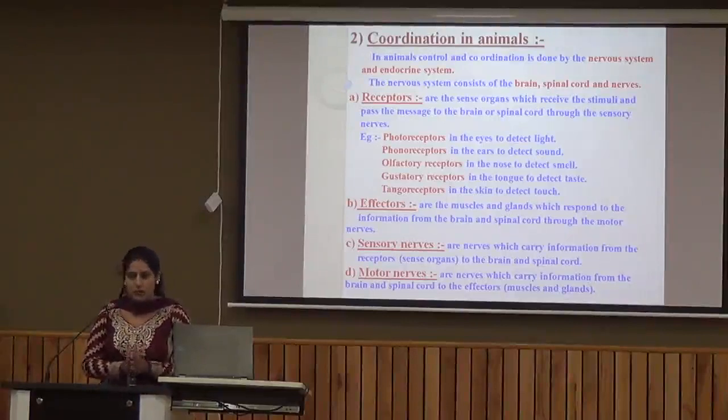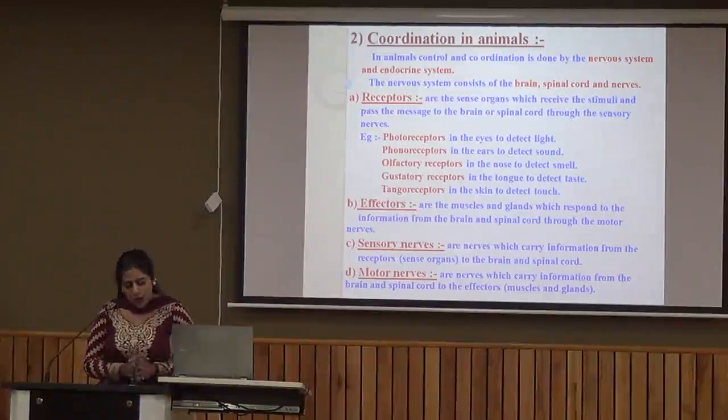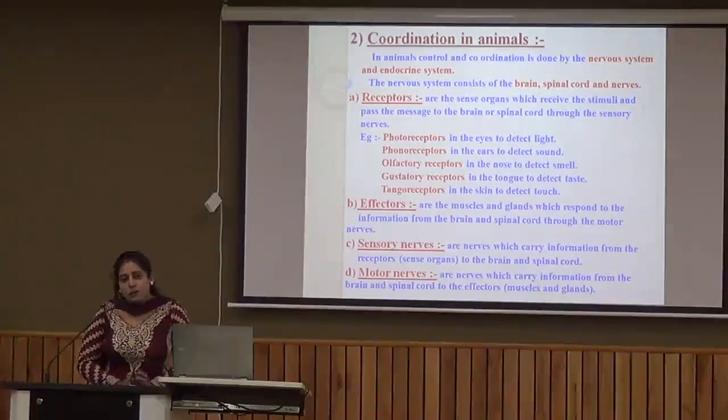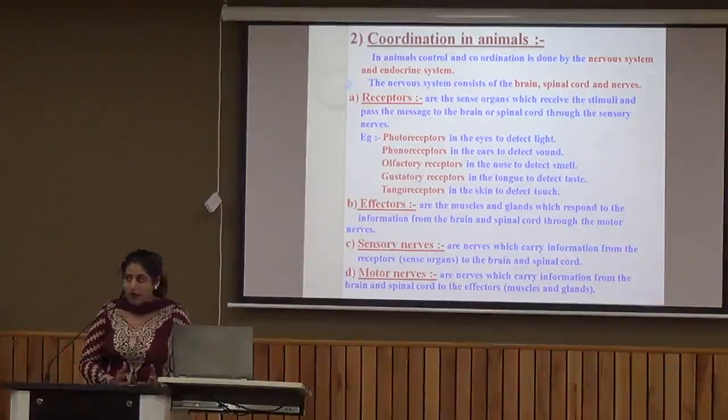The first term is receptor. What are the receptors? They mainly are the sense organs which receive the stimuli and pass the message to the brain. I have told you when I started the chapter that we have 5 sensory organs. Those organs are responsible for taking the stimuli, but the receptors which are present, they detect that stimuli. So we have different receptors, as I have 5 sensory organs.